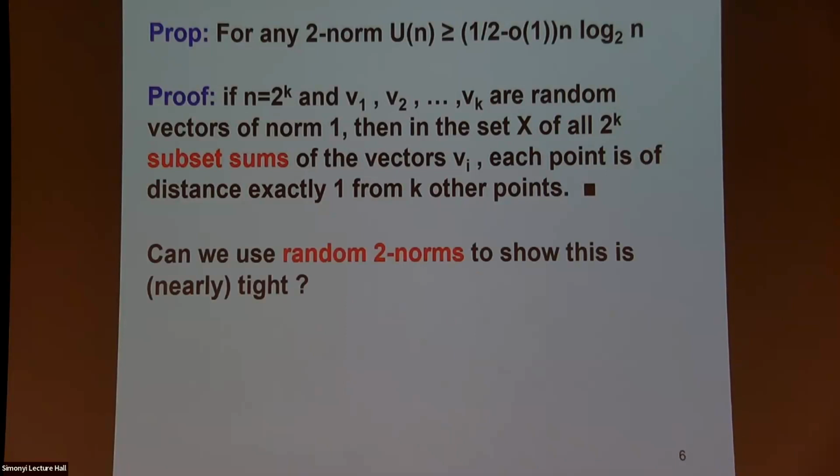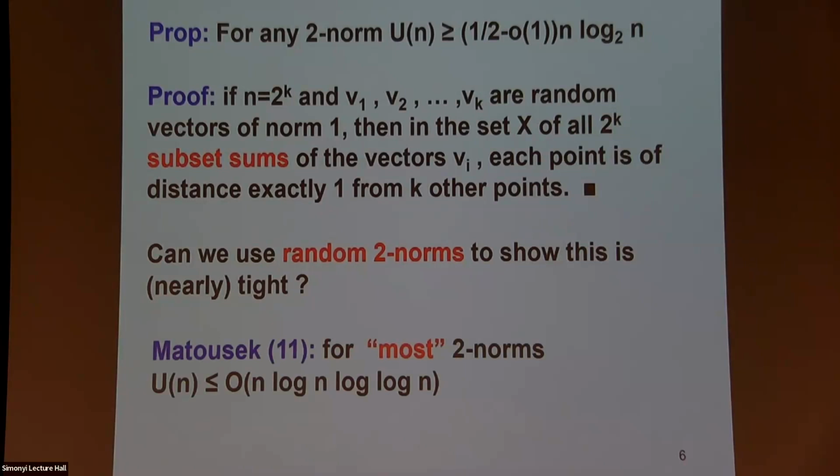And the question is, how close is this to the truth? It looks pretty hard to prove a good upper bound for an explicit norm. But what we often know in dealing with extremal problems is that it is often helpful to consider random examples. So maybe we want to take a random two norm and try to show that this is nearly tight. One can look at some notions of random norms, but it seems better to use topology instead of probability, and then the random will be with respect to the topology, as I'll explain soon. This approach was taken by Matoušek about 10 years ago.